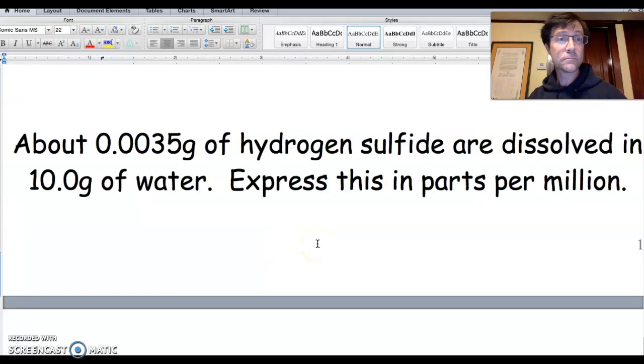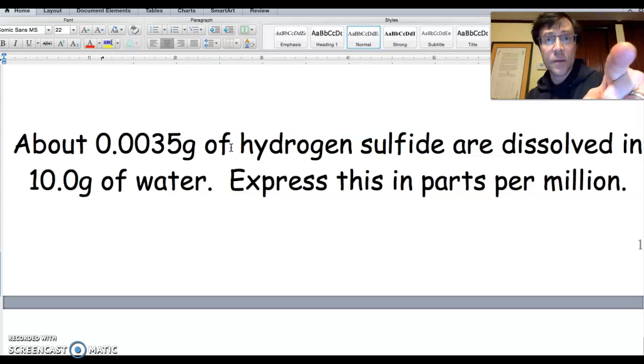Now this one: about 0.0035 grams of hydrogen sulfide are dissolved in 10 grams of water. Express this in parts per million. Part over whole times a million. Put the answer in the class comments.